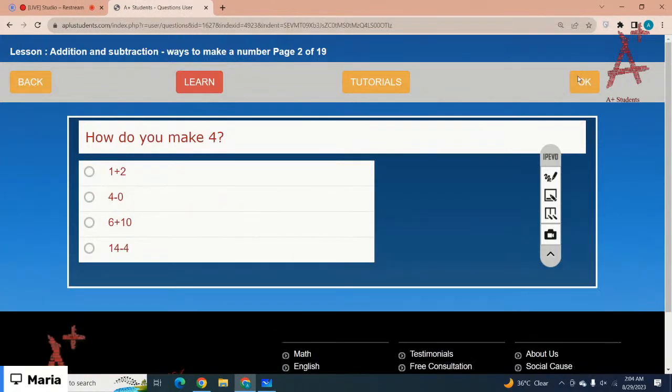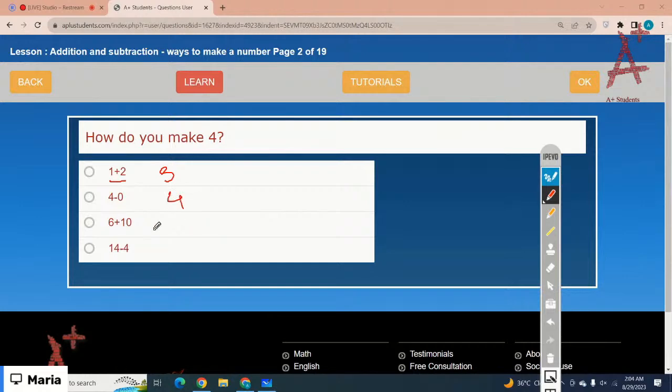The next one is how do you make 4? You are given four options. You have to look for the one that makes 4. So which option makes 4? Let's start with the options. 2 plus 1 makes 3, right? Then you have 4 minus 0. So 4 minus 0 makes 4.